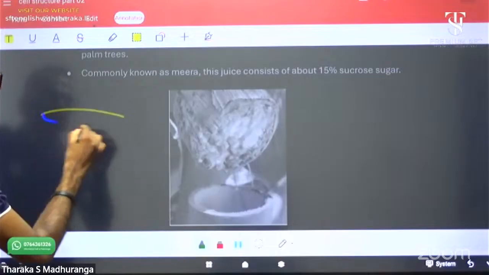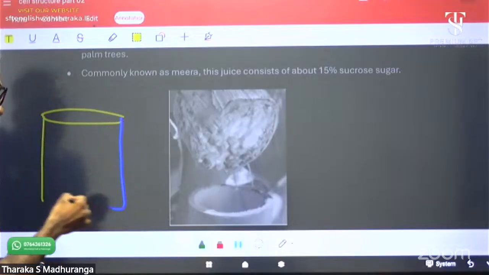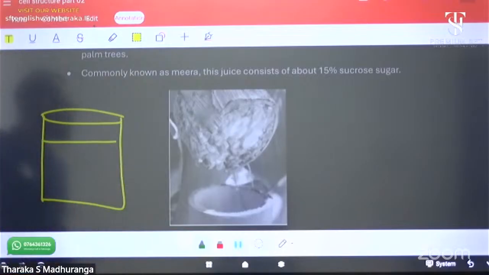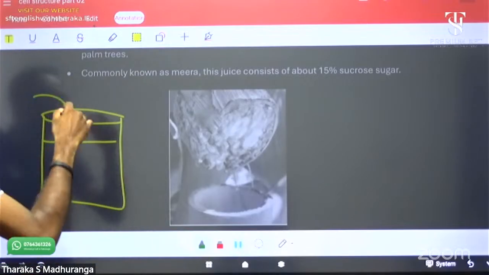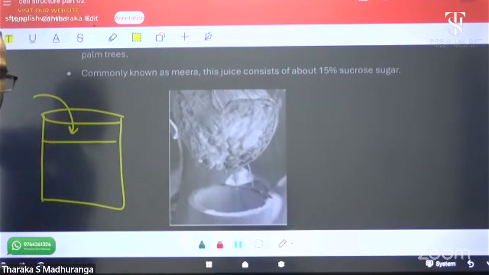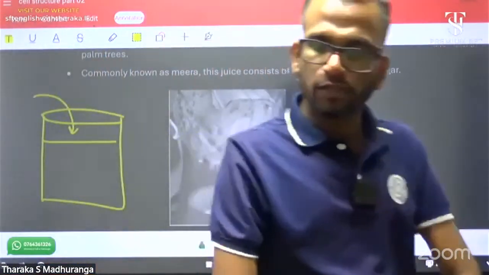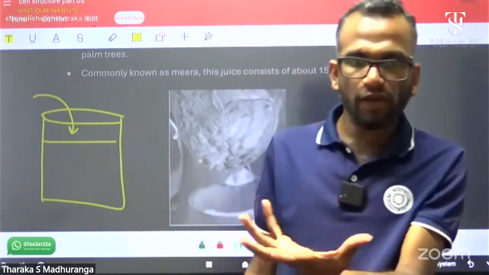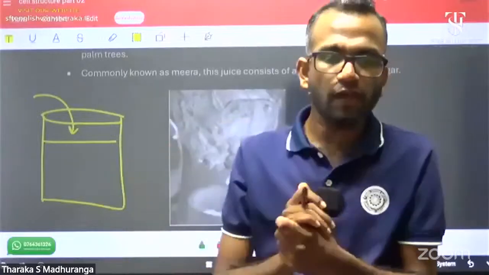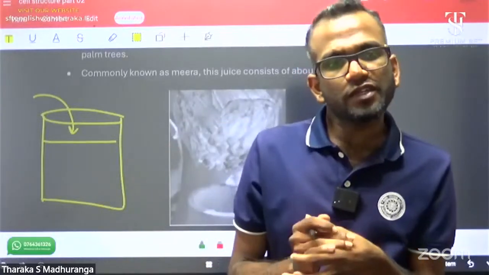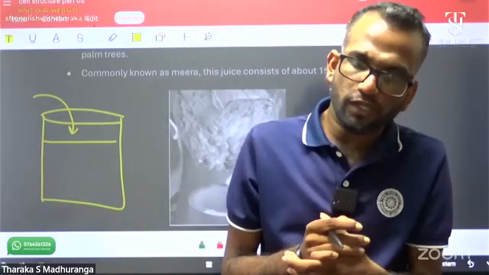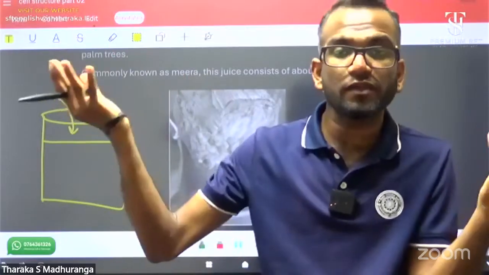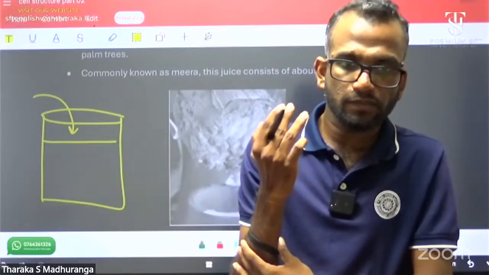Take a glass of water and add 3 to 4 spoons of sugar. Now keep it in an open environment. After 3 to 4 days, what happened? It is converted to toddy. No need to add yeast, because in our environment there are a lot of Saccharomyces varieties.